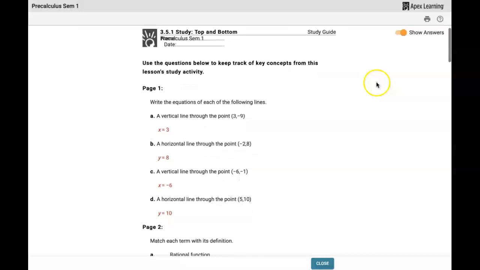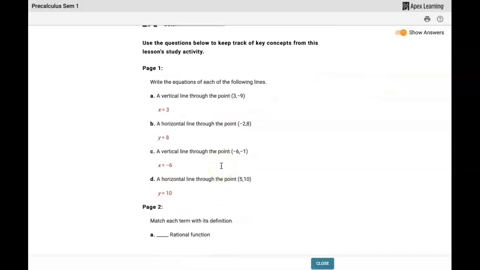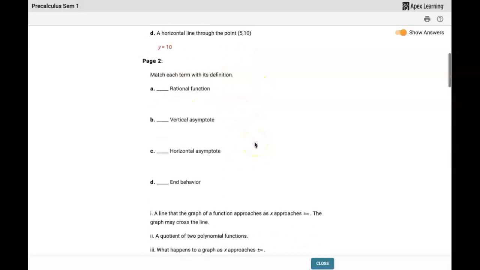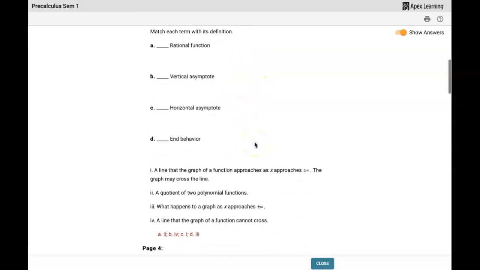Okay, so a vertical line through the point, right? We already went through all of these, but again, knowing the difference between vertical and horizontal and what that means in terms of graphing. So vertical lines, you're going to pull the x coordinates. Okay, horizontal lines, you're going to pull the y coordinates.